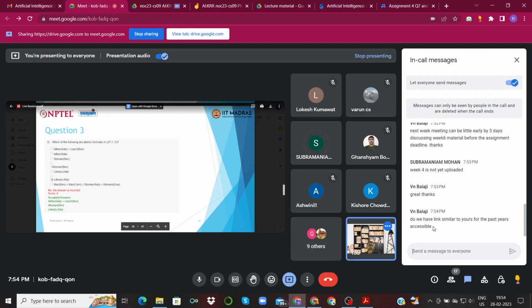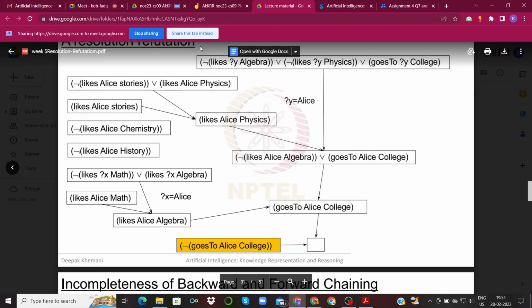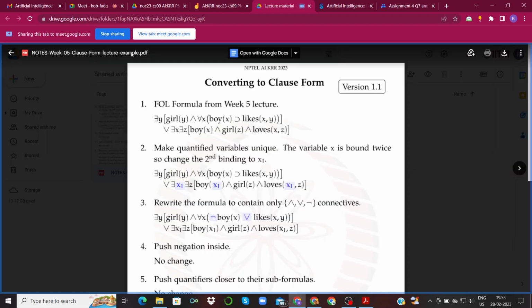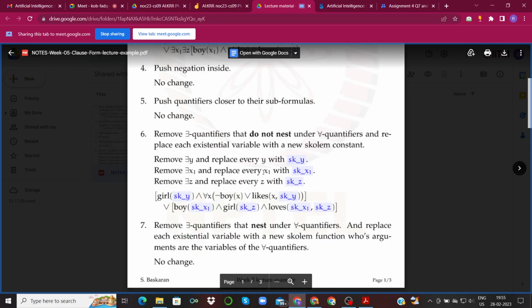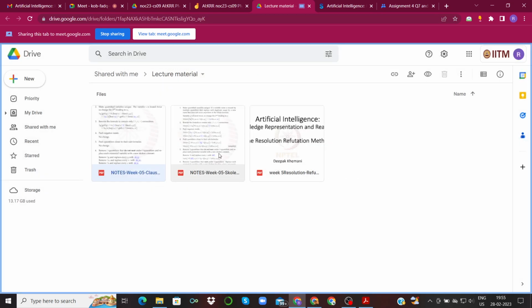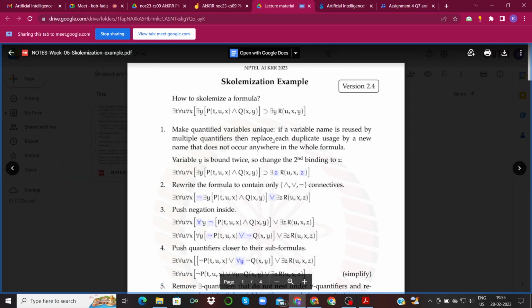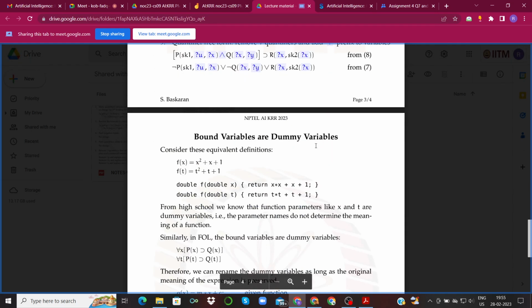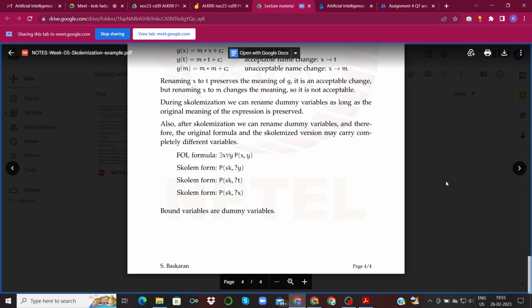But for week 5, there is something in the lecture materials that was uploaded by Bhaskaran sir. If you go to the lecture materials for week 5, one is the slides that you have over here, and then there are two notes. One is on clause form, an example from lecture that is explained in step-by-step detail, and another is a set of notes on Skolemization. That is a very brilliant set of notes that Bhaskaran sir has prepared. You should definitely have a look at this before answering the assignment.